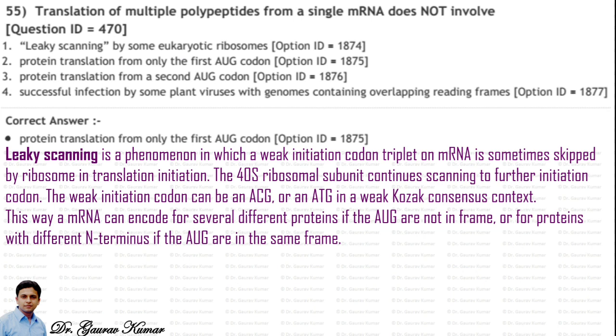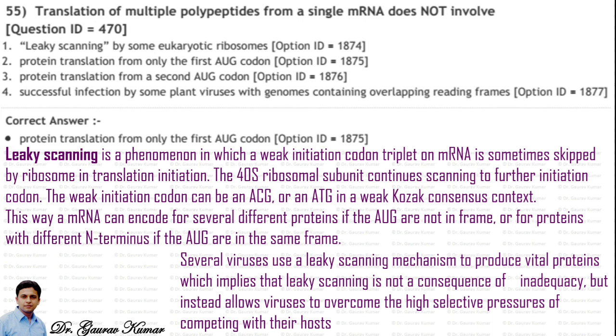same frame. So let's read the options. The question was, translation of multiple polypeptides from a single mRNA does not involve. Number one, leaky scanning by some eukaryotic ribosomes. Yes, it is correct, it is actually there. Then there is protein translation from only the first AUG codon. No, wrong, because if it is only from the first AUG codon, always the same frame will be read, and hence always only a single kind of polypeptide will be formed. Multiple polypeptide formation will not take place. The rest you can easily understand by reading the paragraph below. So the second option, protein translation from only the first AUG codon, is wrong.